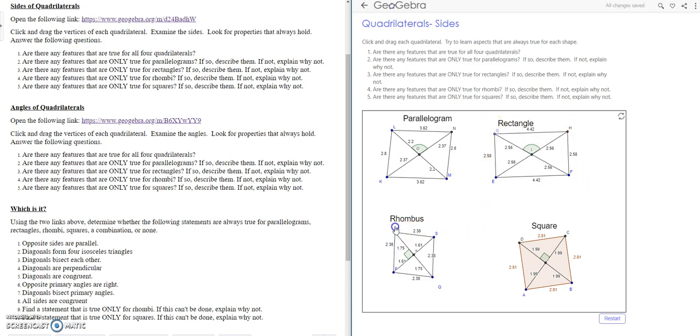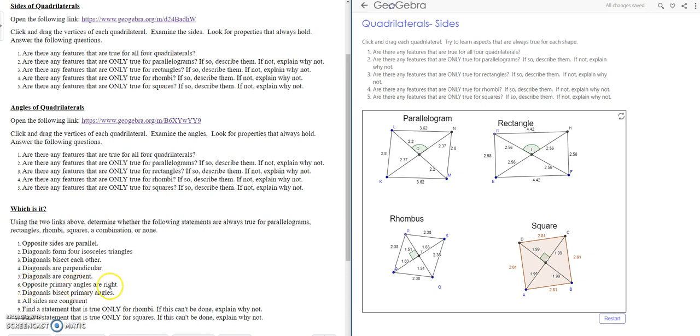For the rhombus, this is kind of like the parallelogram. 1.50 plus 1.50 is not equal to 1.83 plus 1.83. So not true for the rhombus. And then for the square, it's just like the rectangle, so it's true there.